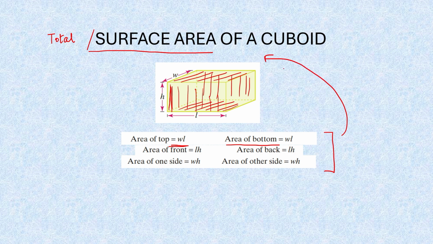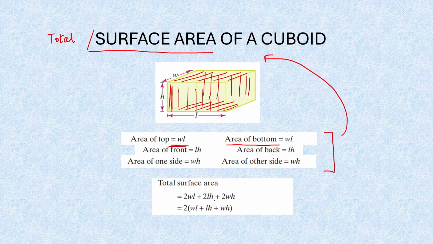When we add all these areas together, we get 2WL plus 2LH plus 2WH. Taking 2 common, the total surface area of a cuboid is 2 into (WL plus LH plus WH). This is the total surface area of a cuboid, the total area of the surface which your cuboid is occupying.